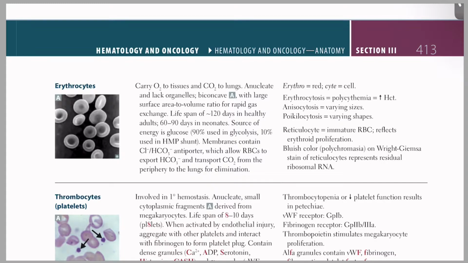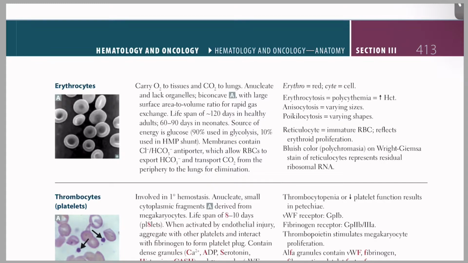Lifespan approximately 120 days in healthy adults, 60 to 90 days in neonates. Source of energy is glucose, 90% used in glycolysis, 10% used in HMP shunt. Membranes contain chloride and bicarbonate (HCO3-) antiporter, which allow RBCs to export HCO3- and transport CO2 from the periphery to lungs for elimination.